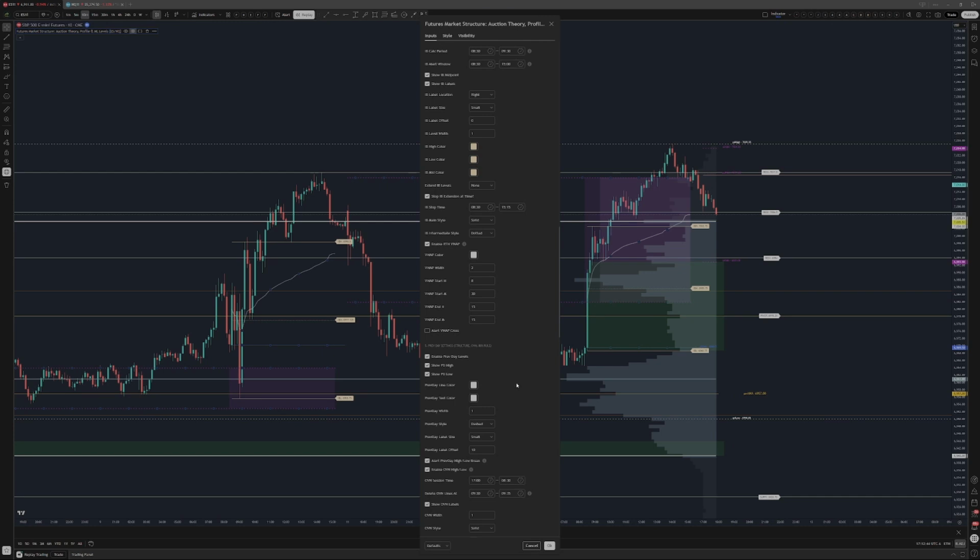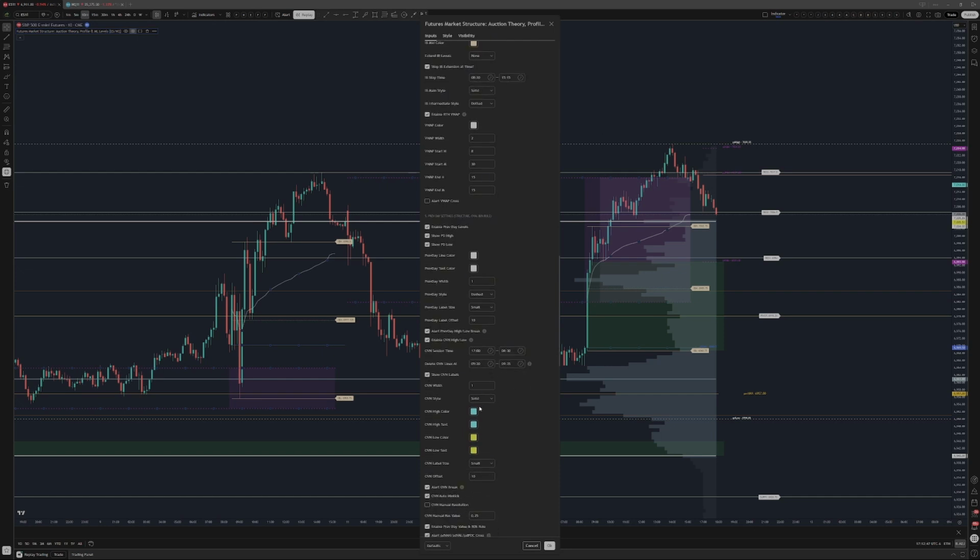Overnight high and low. This plots the overnight extremes. These act as liquidity pools. If the market hasn't taken them out yet, price often acts like a magnet drawn towards them.